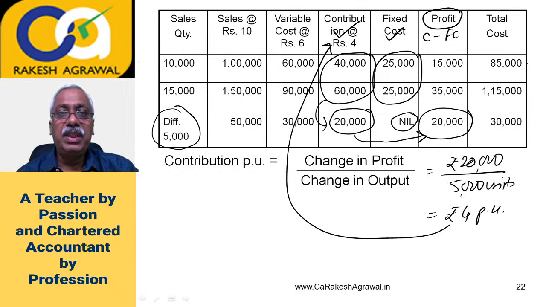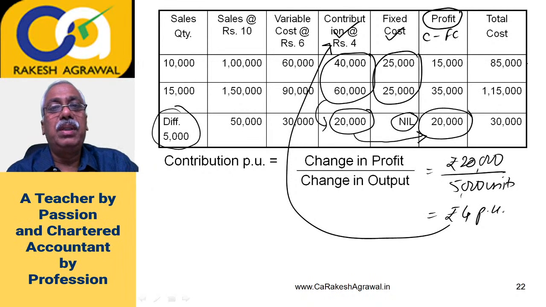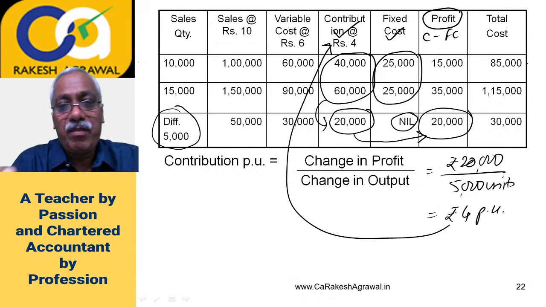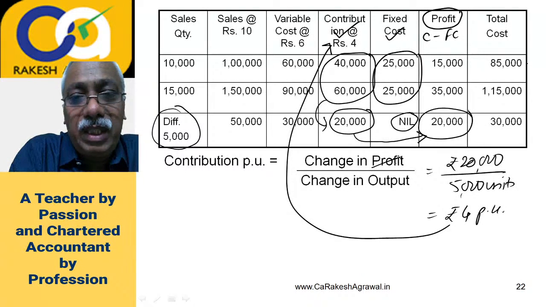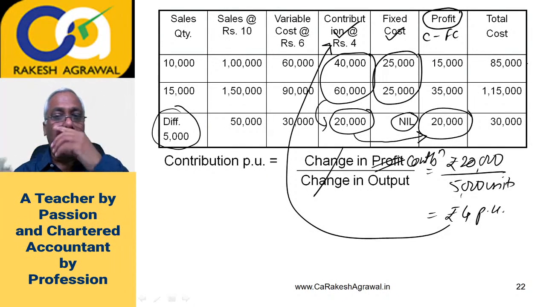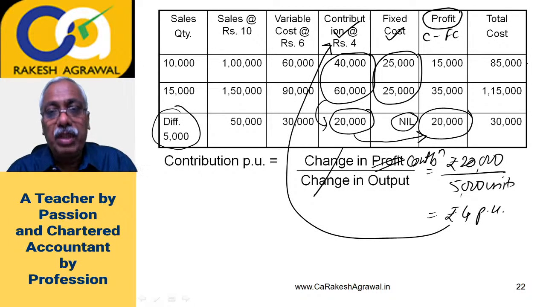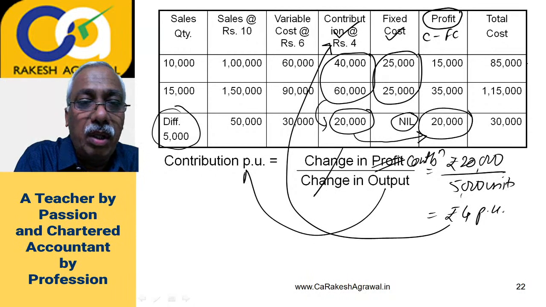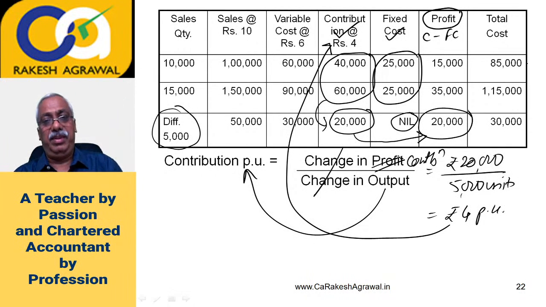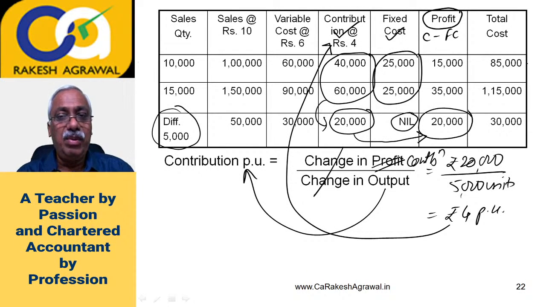My dear friends, change in profit is solely attributable to change in contribution because fixed cost is the same. So change in contribution and change in profit are one and the same. Instead of change in profit, I can say change in contribution and remove the word change. So it will become contribution divided by output. If you divide contribution by output, naturally you will get contribution per unit of output. I hope you are able to understand.